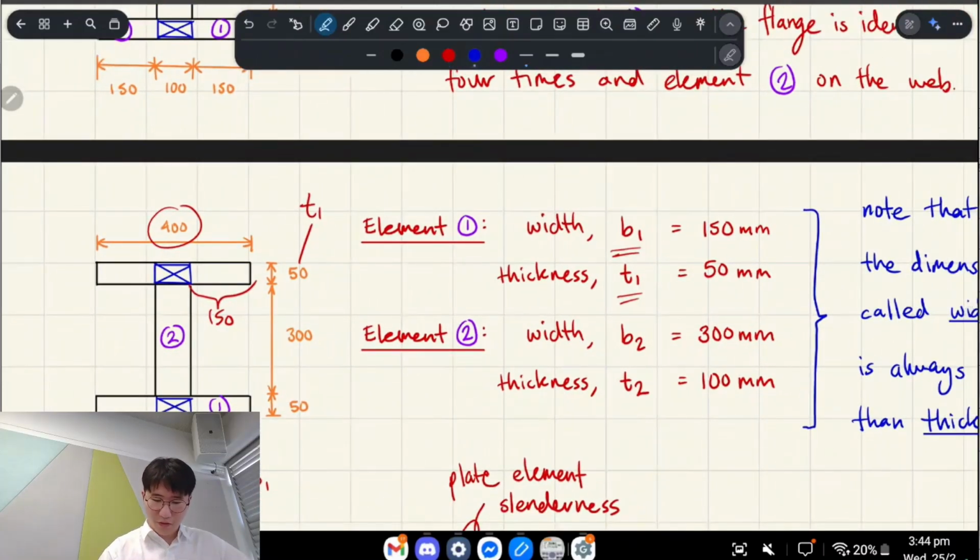For element 2, let's do the same thing. We're comparing its width, which is 300, by 100, which is its thickness. If you think of this like the beam, we're doing length by depth, basically. I know we're looking at it from a different angle, but that's essentially what we're doing. We're doing width by thickness instead.